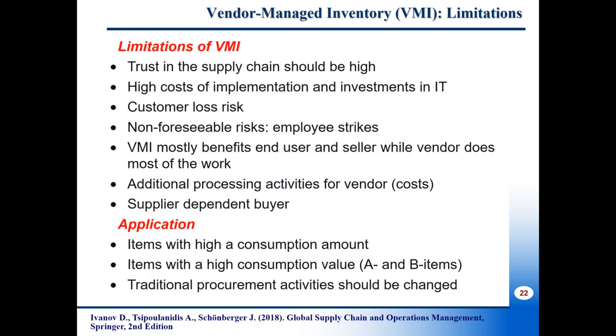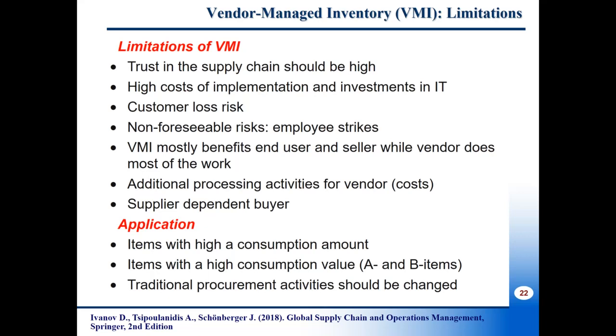Trust in the supply chain should be high so that none of the participants leak the information to competitors. High cost of implementation and investment in IT. Otherwise, an unreliable VMI strategy generates a risk of customer loss. There is also unforeseeable risk such as employee strikes due to work pressure related to IT implementation. The vendor does most of the work, but the buyer and end users take the benefit.